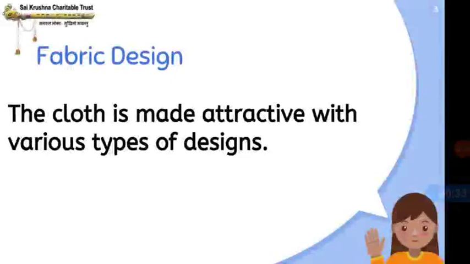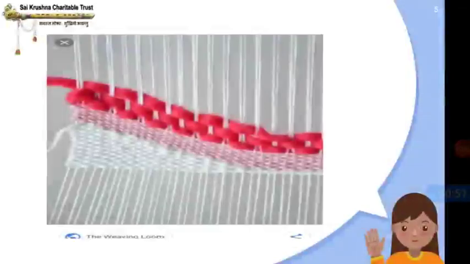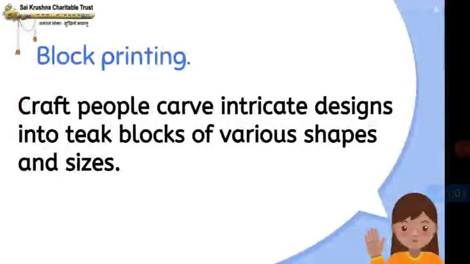So the cloth is made attractive with various types of designs. So this is done either by weaving a pattern with different colors of threads like this. This is design. They will use different colors of thread on a loom, or by printing design. Okay. So that is on clothes. Some ways to make design on clothes are as follows.